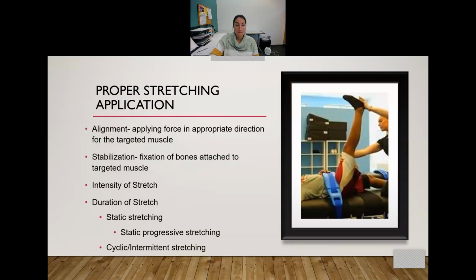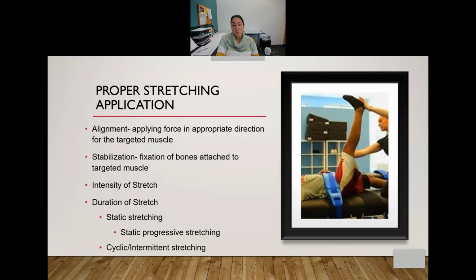All right, to properly apply some stretches, first, apply the force in the appropriate direction for that muscle. If you need to stabilize, then you can stabilize, like in the picture, they stabilized with a belt, holding the pelvis in a neutral position so that it didn't come off of the table. Make sure you have the right intensity, typically a low intensity, so it's kind of uncomfortable but not painful is ideal. The duration of the stretch, at least 30 seconds would be ideal in order to gain movement.